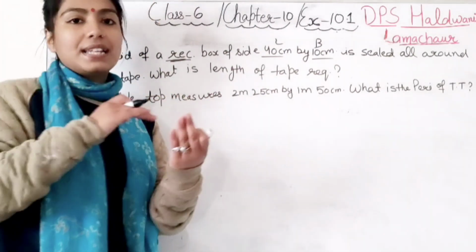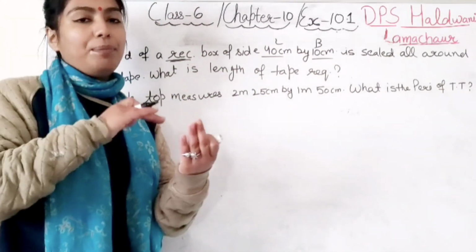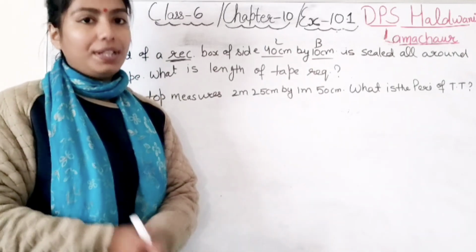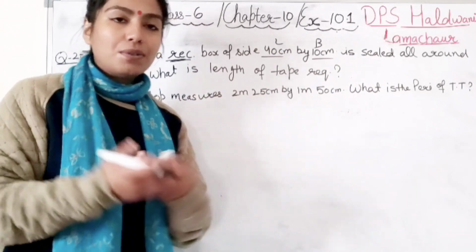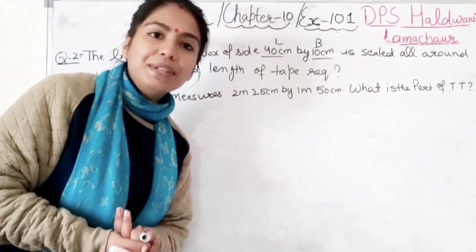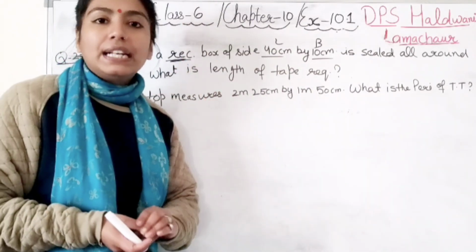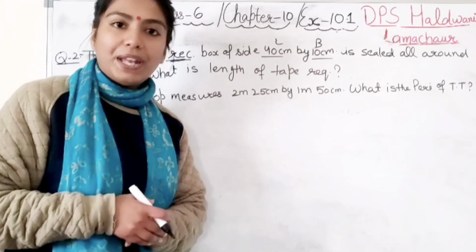Obvious, how many sides are there? 4. Whatever the total perimeter will be, that is the length for the tape only, because all around means outside. Okay, so for outside we will always take out the perimeter. And this question is not directly given to you. You need to find out the perimeter.